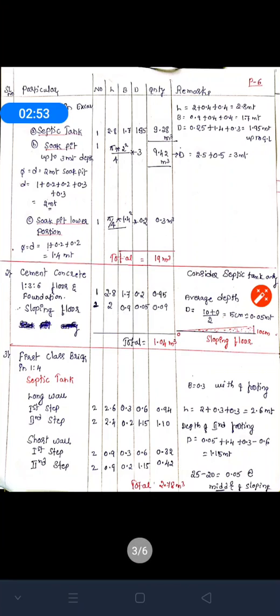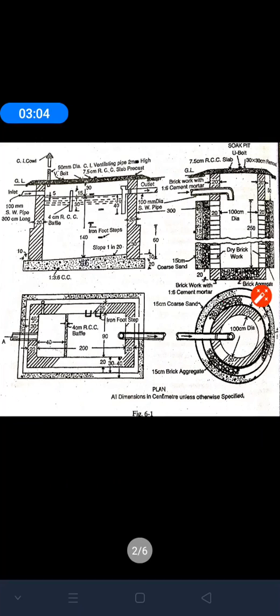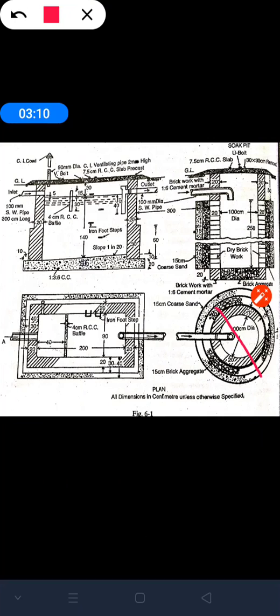Second is the soak pit. As I told you, the soak pit is given in a circular shape. Circular shape means we should find out the diameter of the soak pit. The diameter is very simple here. We need to measure the distance from end to end, that is 1 meter inside. Here he has given 1 meter plus 0.2 plus 0.2. Again the thickness is 0.15 meter, again 0.15 meter.